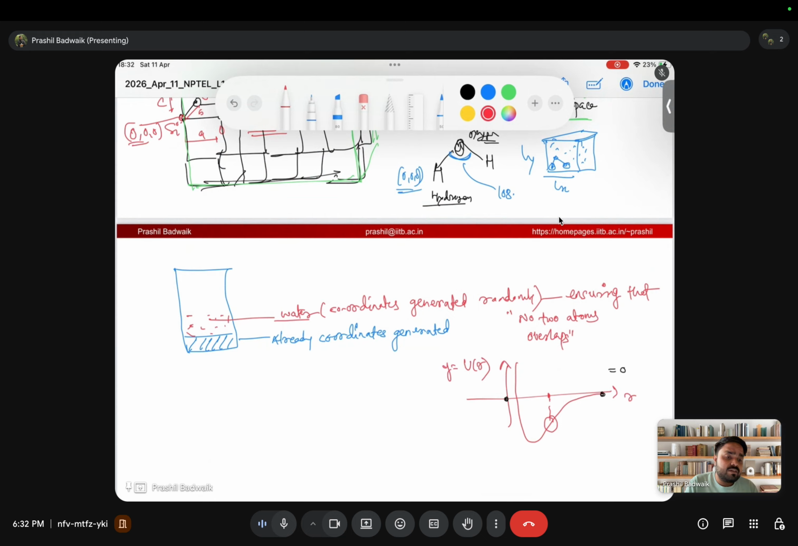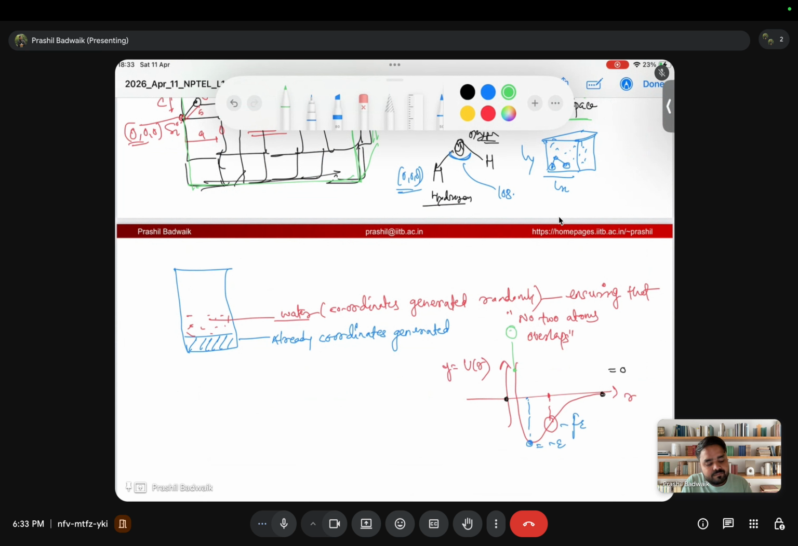So Y is my energy and X is the distance. Similarly, if an atom comes and sits at this distance, this is my interaction energy, some minus epsilon value, some fraction of epsilon value, or multiplication factor of epsilon value. And hence, if the molecule crosses this distance and goes over here, you can see the energy is infinite.